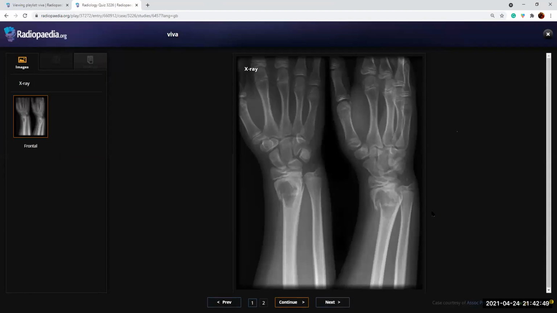Okay, so these are frontal and, I believe, oblique images of the right hand of a skeletally immature patient, which demonstrate a fracture through the distal radius. However, I also see a well-defined lucent lesion in the distal radius with a narrow zone of transition. There is no sclerotic border. There seems to be some subtle density within this lucent lesion. It is subarticular in location.